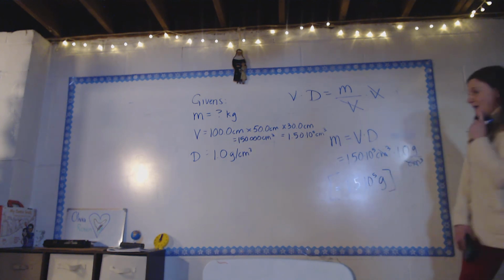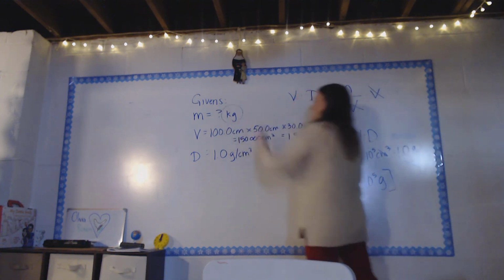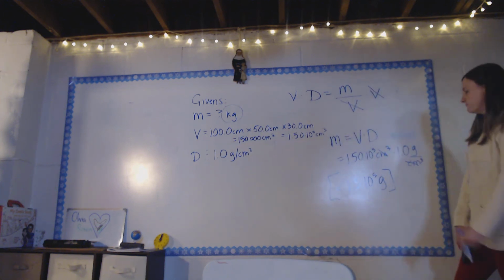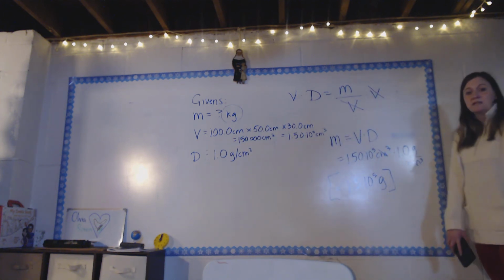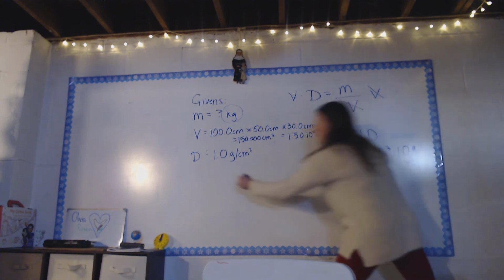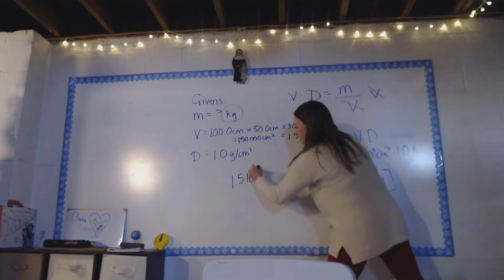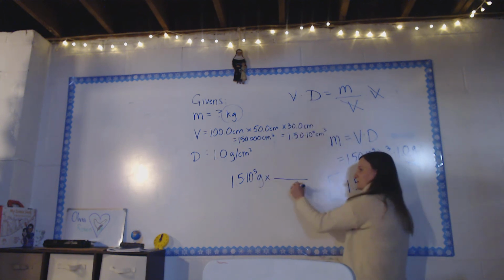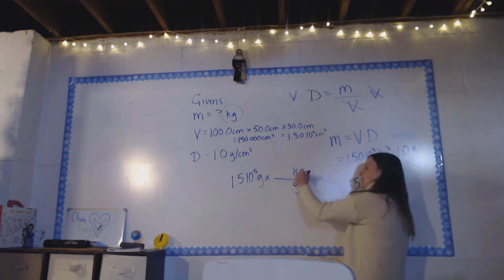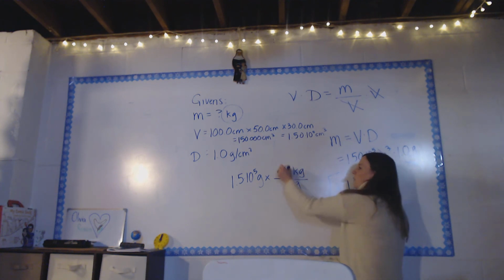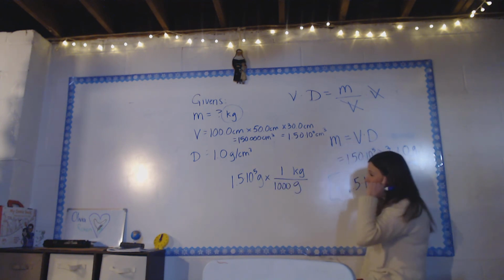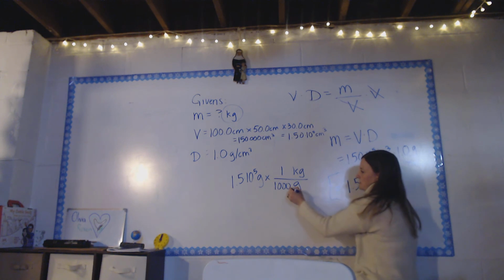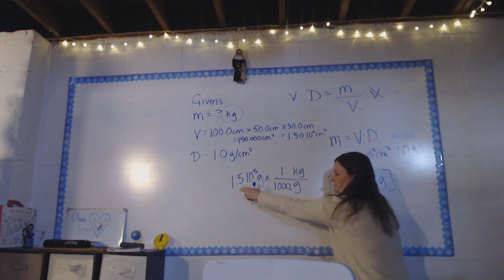Now, the problem asks me what's the mass of water in kilograms, not grams. So the final step is I need to take my mass and convert it into kilograms. So 1.5 times 10 to the 5th grams. If we're going to convert that into kilograms, I'm going to put the grams on the bottom and the kilograms on the top, so things cancel. 1 kilogram is equal to 1,000 grams. I'll put the point here to keep that as 4 sig figs. Okay, so this has 2 significant figures.